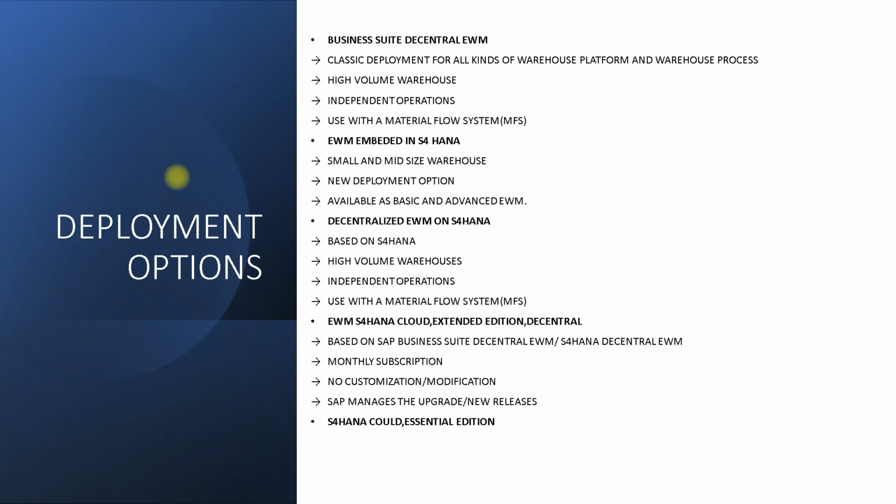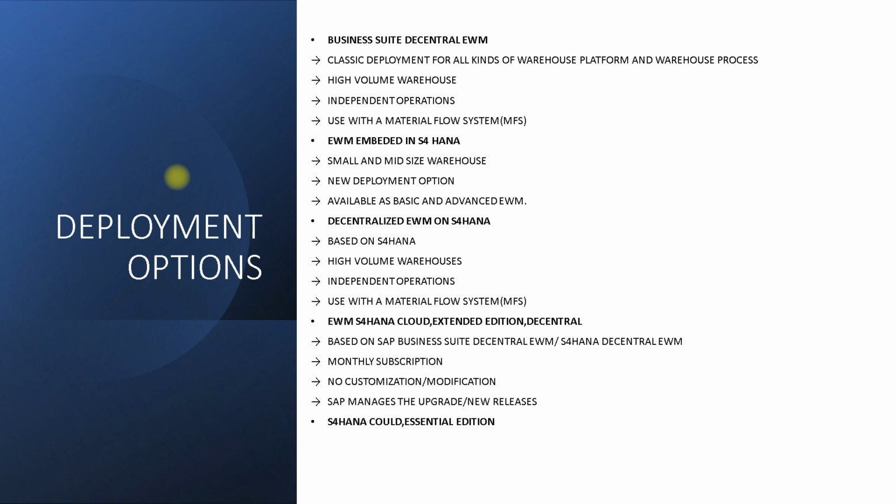The next option is EWM embedded in S4HANA, meaning your EWM system is a part of your S4HANA system. When can you use it? You can use it for small and mid-size warehouses. Let's say you are only using the warehouse near your production shop, or you are just managing it there. There are no major activities going on, no dispatching activity, and no major distribution happening. These are called small and mid-size warehouses, where you are using some basic functionalities.